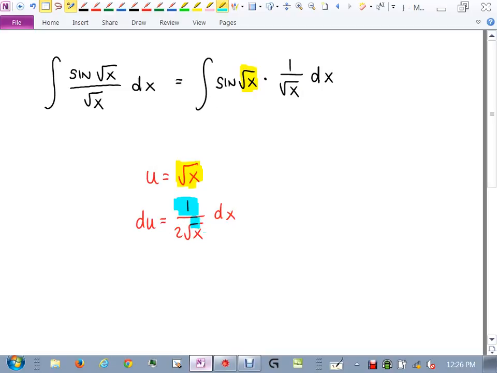So I have my 1 over root x dx. I just need to resolve the issue of this 2 down here. So how can I get rid of it? Multiply both sides by 2. So I get 2 du is 1 over root x dx. And that's an exact match of what's there.